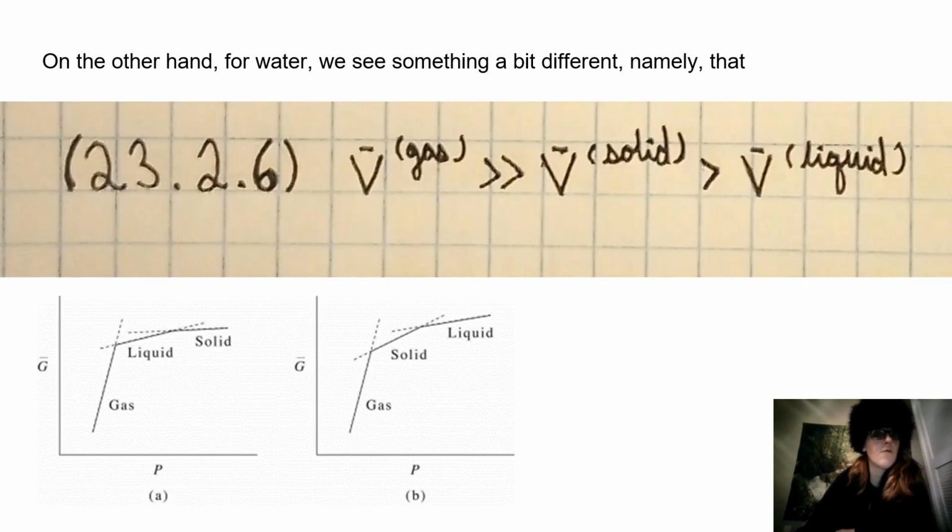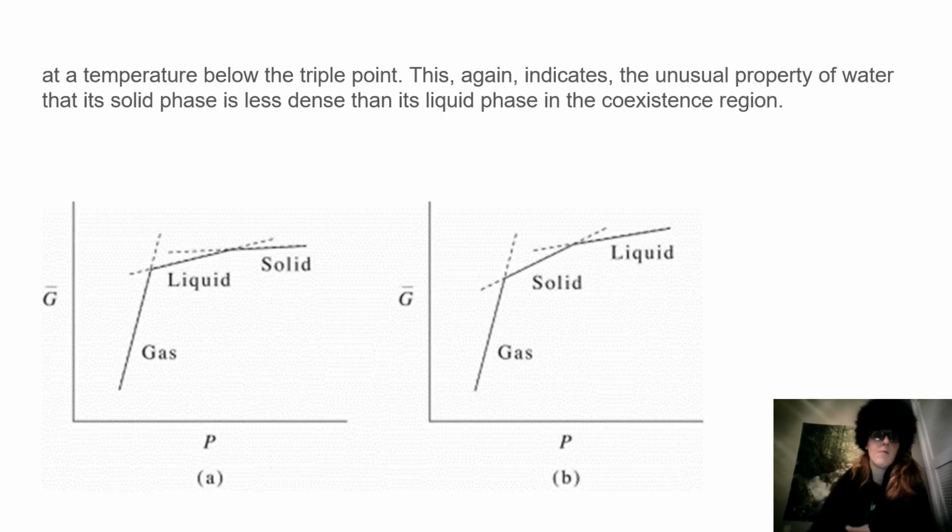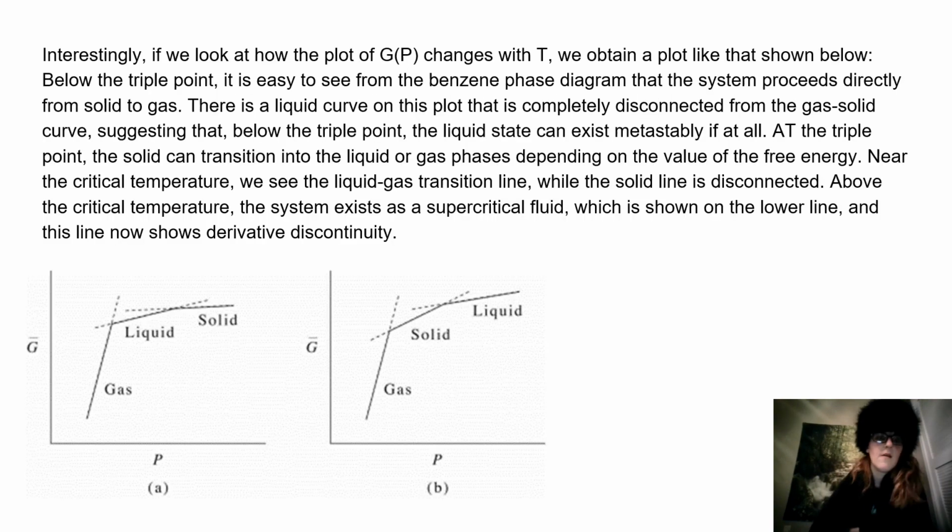On the other hand, for water, we see something a bit different, namely that V gas is much greater than V solid, which is greater than V liquid, at a temperature below the triple point. This again indicates the unusual property of water that its solid phase is less dense than its liquid phase in the coexistence region. Interestingly, if we look at how the plot of G versus P changes with temperature, we obtain a plot like that shown in figure 13.7.